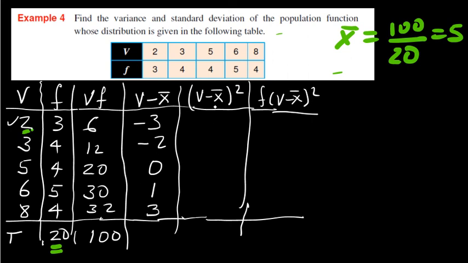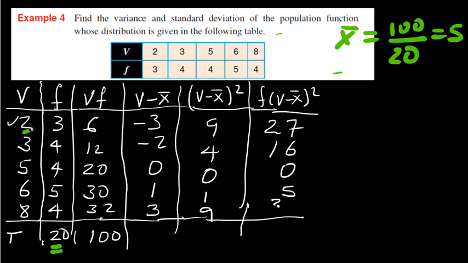Then square it. The deviation square has to be calculated: 9, 4, 0, 1 and again 9. Then multiply with the corresponding frequency. 3 times 9 will be 27, and 4 times 4 is 16, and 0 times whatever is 0, and then 5, and then 36. Okay, let's find the sum here. We need it, because the variance means the average of the deviation square. So let's add it.